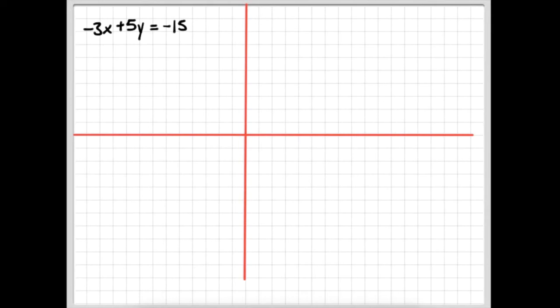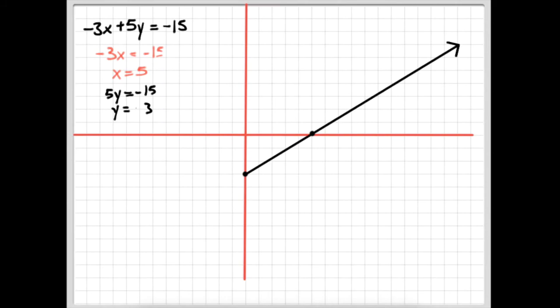Okay, so our x-intercept occurs when y is 0, which means that negative 3x will equal negative 15, so x equals 5. So we can go ahead and put that on our graph now. Our y-intercept occurs when x is 0, so we'll have 5y equals negative 15, so our y-intercept will be negative 3. Put that on our graph. Now it's just a matter of choosing the appropriate line. Since we don't have any domain limitations, we can go on forever in both directions.